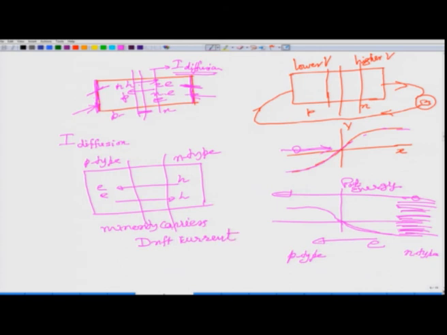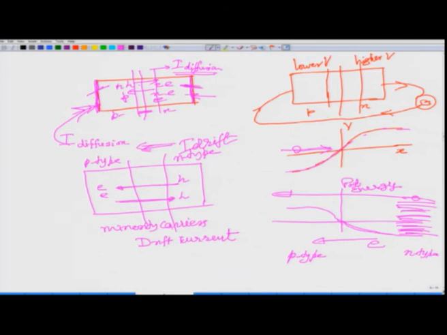If there is generation of electron hole pairs in the depletion region, the carriers will also be swept away and will contribute to this drift current only, in the same direction. And the direction of drift current you can see from this diagram: the holes are going from right to left, giving a current in this direction, and electrons are going from left to right, again giving a current in this direction, and this is your drift current. So, the drift current and diffusion current are in opposite directions.